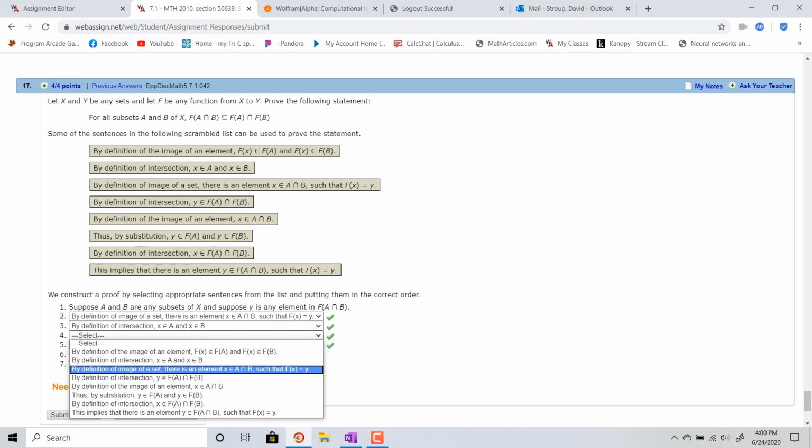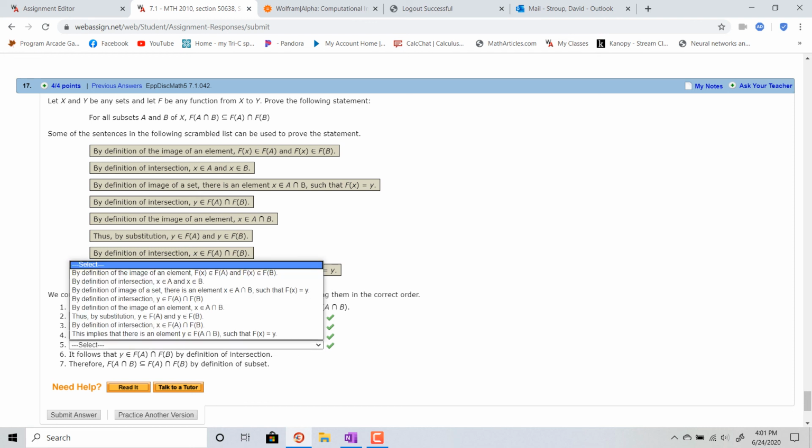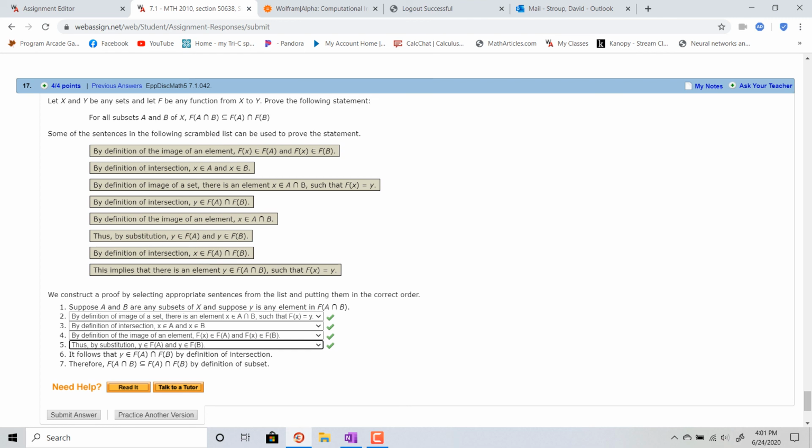So there must be some element x in... I hate these problems. Okay, so by definition of image, f of x is in f of A and f of x is in f of B. So by substitution, because f of x is equal to y, y must be in f of A and y is in f of B, and then it would follow.